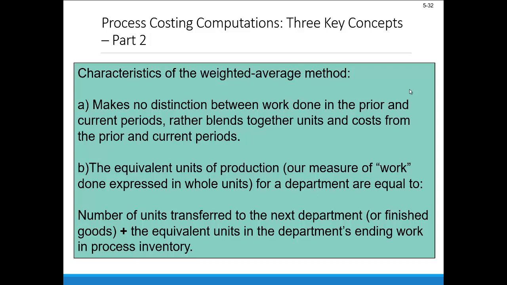Now the equivalent units of production, which is going to be our measure of productivity or work, is expressed in whole units for every particular processing department. And those are going to be equal to the number of units that we've completed and transferred to the next department, or finished goods if we're the last stop along the production line, plus the equivalent units, again expressed as a number of whole units, in the department's ending work in process inventory. So it's a combination of those two sub-measures, if you will.